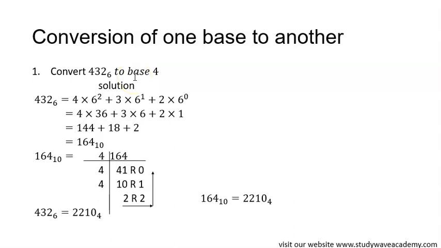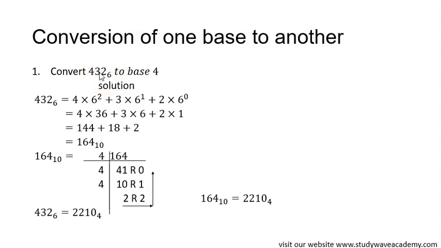Okay, so when converting from one base to another base, you are first of all going to convert to base 10 before you convert to the next base, okay? What do I mean by that? We are to convert 432 in base 6 to base 4, right? We are first of all going to be converting this to base 10, okay? First, we are going to be converting 432, which is in base 6, to base 10.